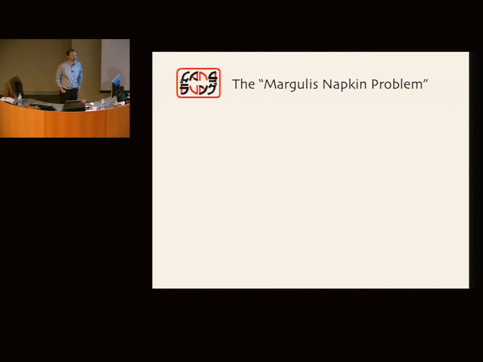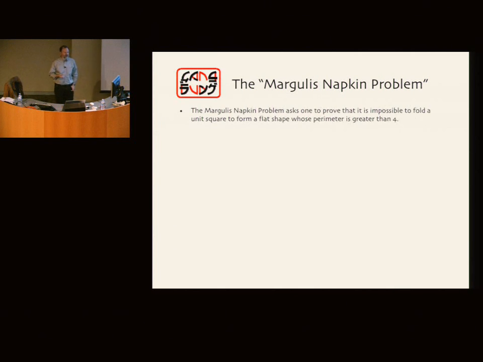Famous problem called the Margulis napkin problem. It's a folding problem. The Margulis napkin problem asks one to prove that it's impossible to fold a unit square to form a flat shape whose perimeter is greater than 4. Now, a unit square has a perimeter of 4. And so what this problem says is prove that no matter how you fold it, you can't make the perimeter larger once it's flat. It's a very tough thing to prove. One of the reasons it's tough to prove is that it's not true.